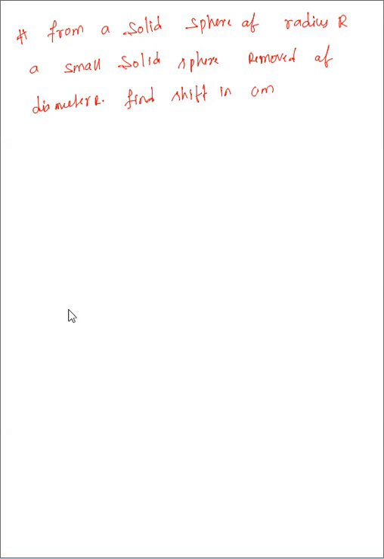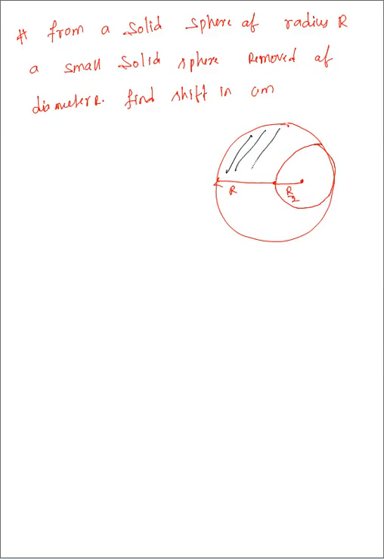In the question, what they are telling is they have one sphere here. From that sphere whose radius is how much? Sphere radius R. From that sphere they are removing another sphere whose diameter is R. Diameter is R means radius is how much? R by 2. Now we need to locate the center of mass, or the shift in the center of mass. So this portion remains here.